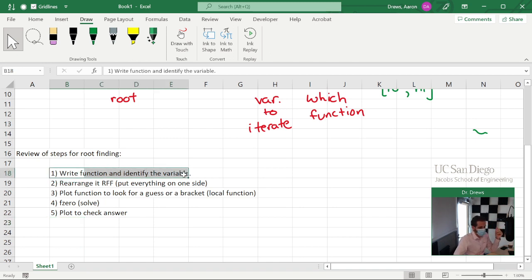Not so much step one, again, because you don't really need to write the function and identify the variable. But you will likely have to do 2 through 5 on pretty much every problem that's on there.